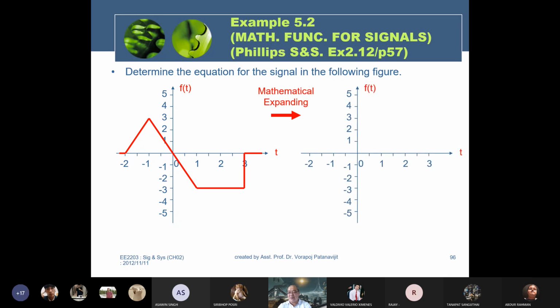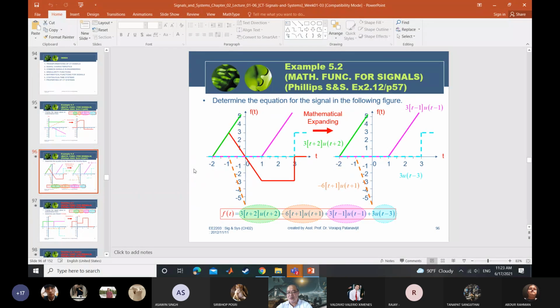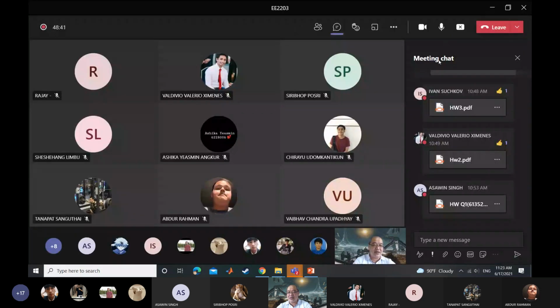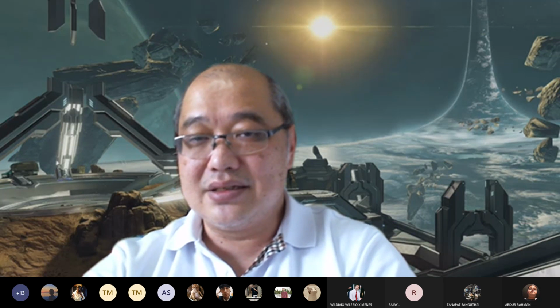After you split them into each piece, you draw the mathematical function for that case. The details of drawing, I will write on the whiteboard again to give you more understanding about that, in detail.